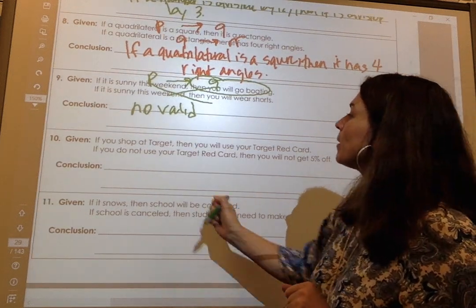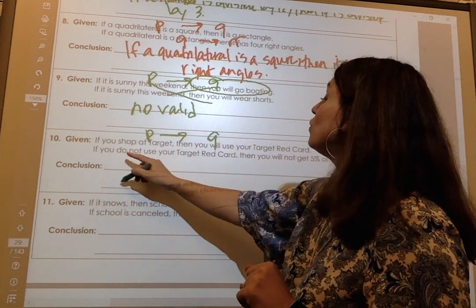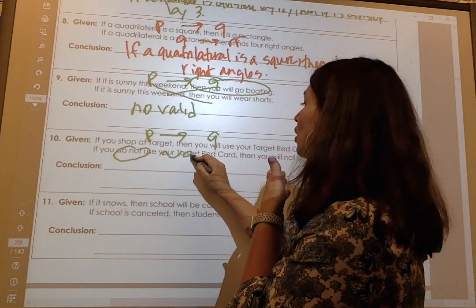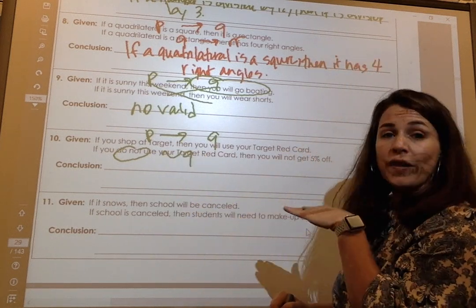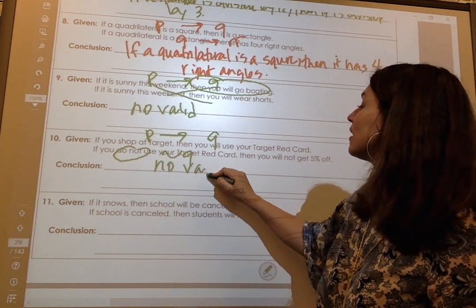Number 10, if you shop at Target, P, then you will use your Target red card, Q. If you do not use your Target red card, uh-oh, that's not Q. No valid conclusion. It doesn't match it exactly. So no valid conclusion.